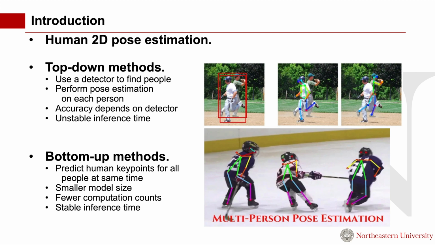On the other hand, the bottom-up method predicts the human key points for all people in an image. At the same time, the bottom-up method usually has smaller model size and fewer computation counts, making the bottom-up methods more desirable for fast multi-person pose estimation.